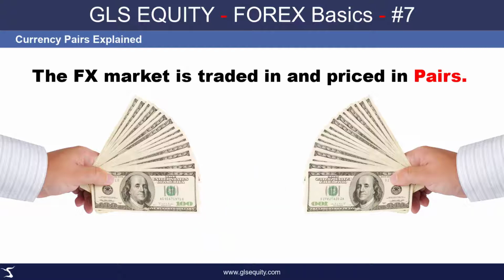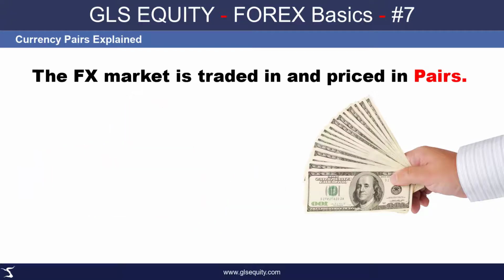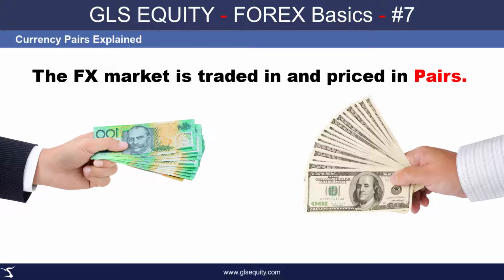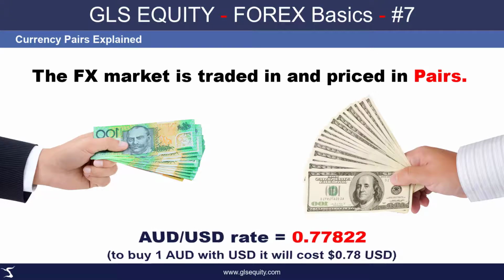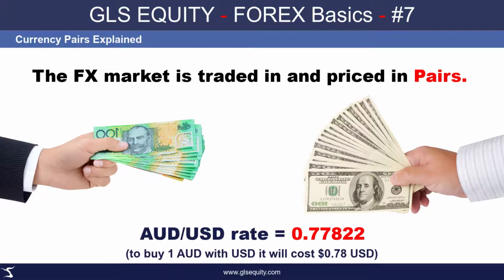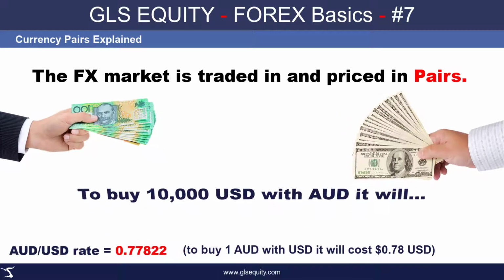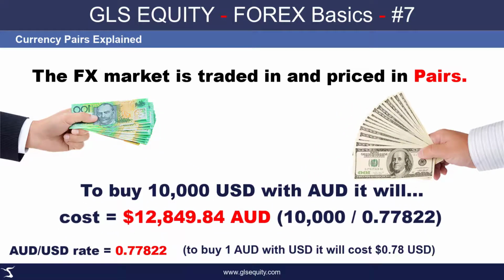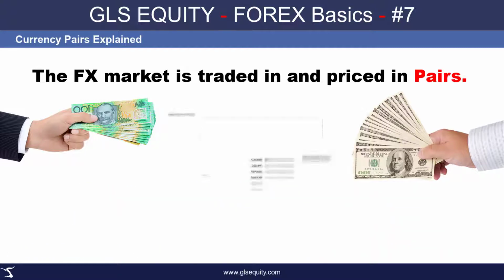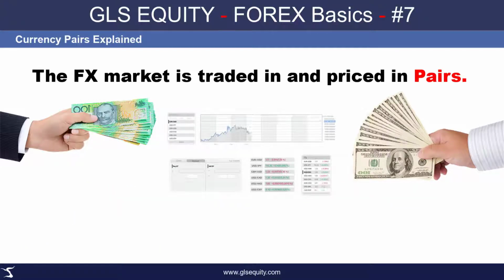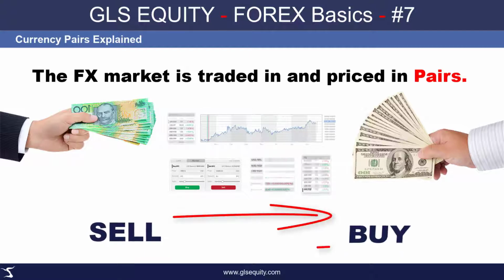But you may need to buy 10,000 US dollars with your Australian dollar. The current Australian dollar US dollar rate is 0.77822. So in this case, to buy 10,000 US dollars, it would cost you $12,849.84 Australian dollars. So you would be exchanging your Australian dollars for US dollars, or selling your Australian dollars and buying US dollars. When you are trading in the FX market, you are doing exactly the same thing. You are simultaneously selling one currency and buying another.